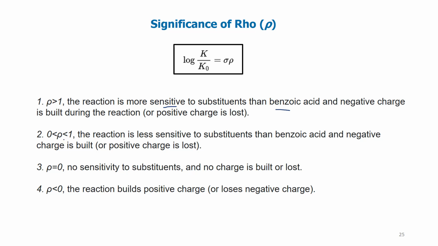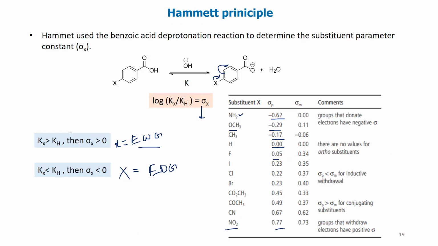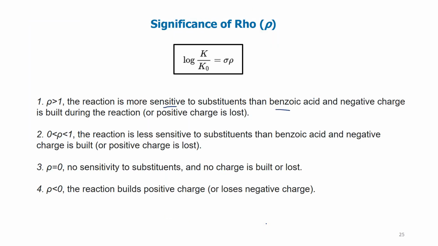And if the rho value is less than 1 and greater than 0, then the reaction is less sensitive to the substituent than benzoic acid and negative charge is built. Greater than 0 means it's getting affected, the electron withdrawing group is stabilizing, so it has a negative charge. But it's less than 1, that means it's near the nature of benzoic acid. When it is greater than 0 but less than 1, that means it has a similar type of nature as benzoic acid.